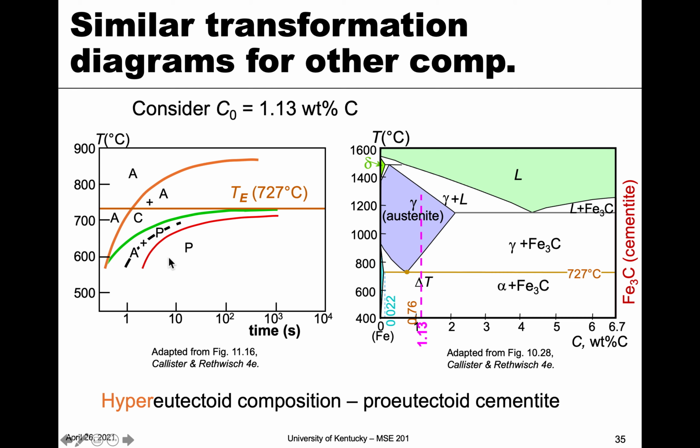So there can be variations of these diagrams depending on where they're at. If we had a diagram over here for the hypoeutectoid, then we would expect to see ferrite instead of cementite. So because it's hypereutectoid, we see proeutectoid cementite.